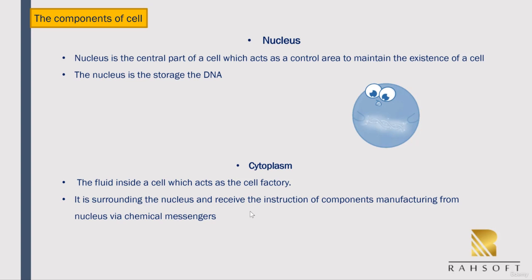Then you have the cytoplasm. The cytoplasm is the fluid inside a cell, which acts as the cell factory. It surrounds the nucleus and receives the instructions for manufacturing components from the nucleus through chemical messengers. So these are the two main components that form the cell. In this graphic, the cytoplasm is the bigger darker blue area, and the lighter blue is where the nucleus is.